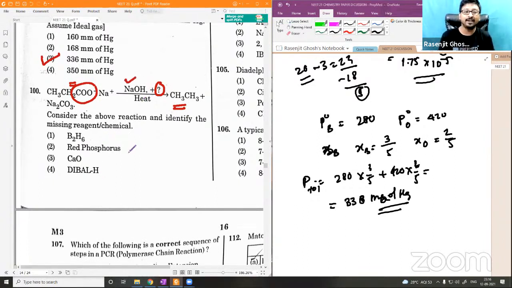Now, which of the following? Red phosphorus is not your decarboxylating agent. Di-isobutylaluminium hydride is a reducing agent. Red phosphorus and B2H6 are also reducing agents. So which one is a decarboxylating agent here? Option number 3, calcium oxide. And you can see it is there in your NCERT book. All of you who have studied know this reaction, which is known from the Kolbe electrolysis reaction.